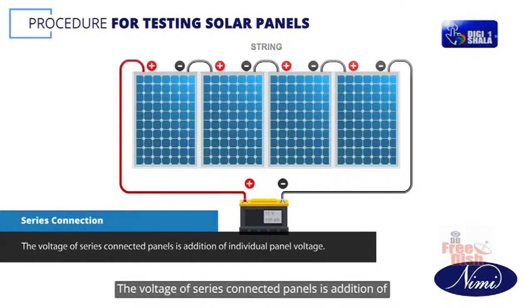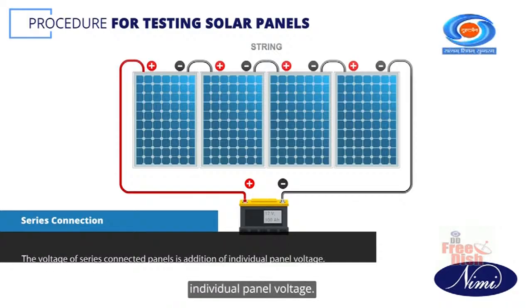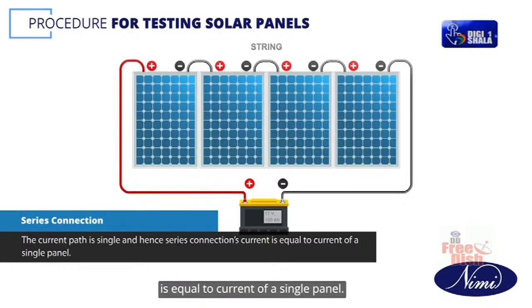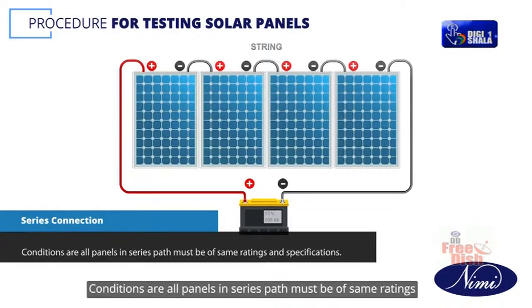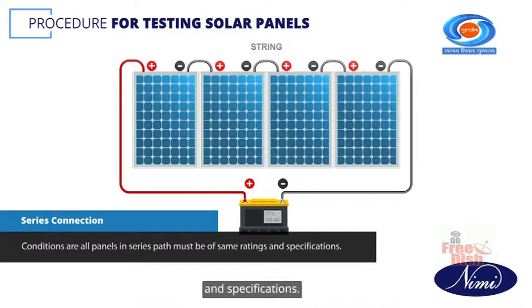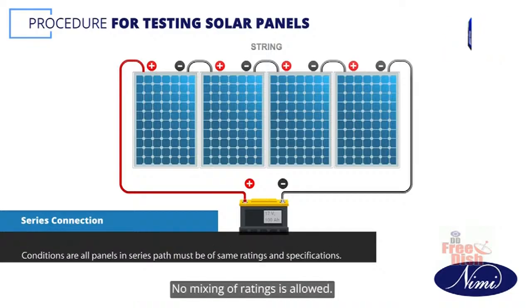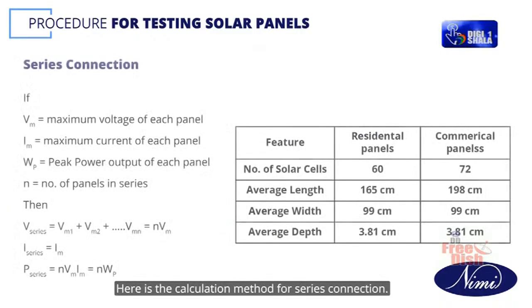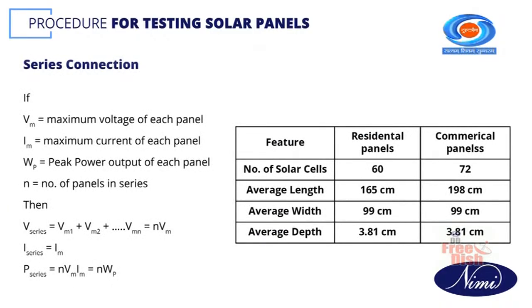The voltage of series connected panels is the addition of individual panel voltages. The current path is single and hence the series connection current is equal to the current of a single panel. Conditions: all panels in the series path must be of the same ratings and specifications. No mixing of ratings is allowed. Here is the calculation method for series connection.